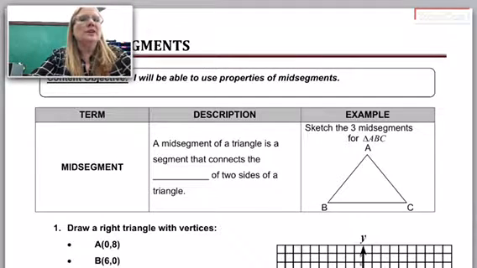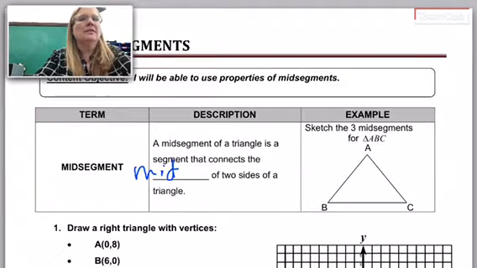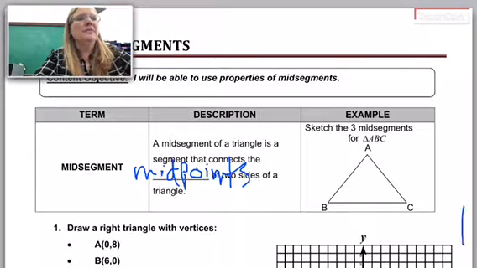This is part 2 of the video on mid-segments. Remember, a mid-segment of a triangle is a segment that connects the midpoints of two sides of a triangle. Okay, so let's scroll down to the theorem.